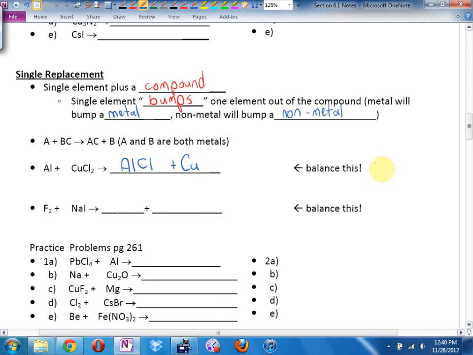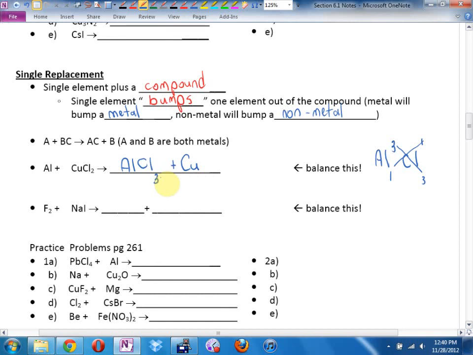Let's do that over here. What's the charge on Al, aluminum? What's the charge on Cl, chlorine? 1. So when I crisscross, I'm going to get 1. I'm going to get 3 of those.